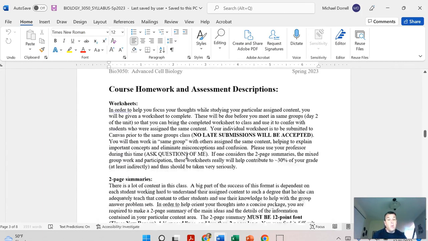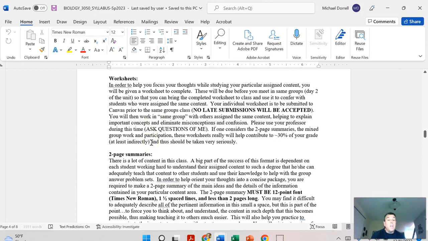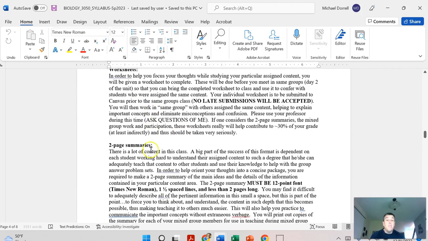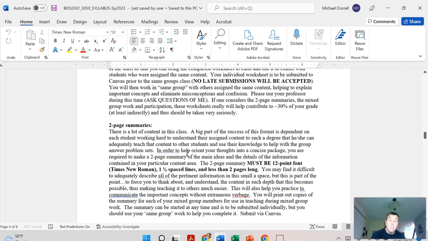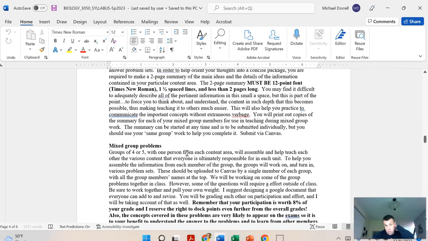All right, so homework assignments, the big one probably is the worksheet. This is what's guiding you through the reading. I'll show you that on Canvas. Then there's the 2-page summaries that you have for your content that you're going to provide to your mixed groups on the mixed group teaching days. And then there's also mixed group problems.